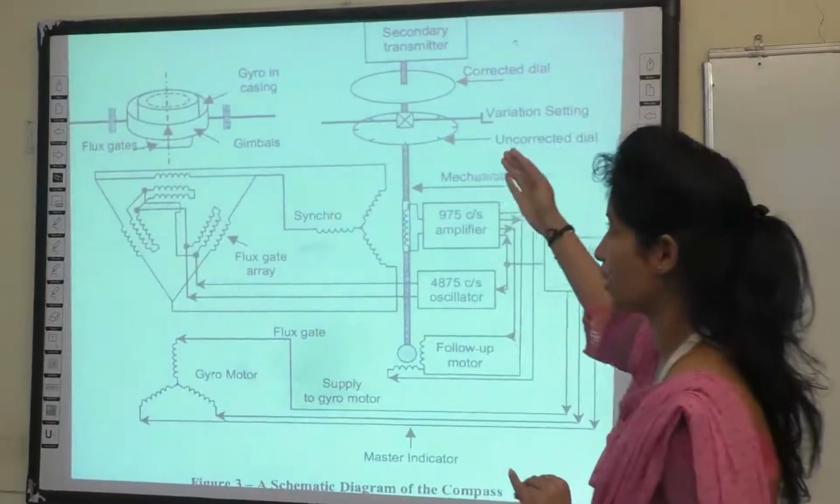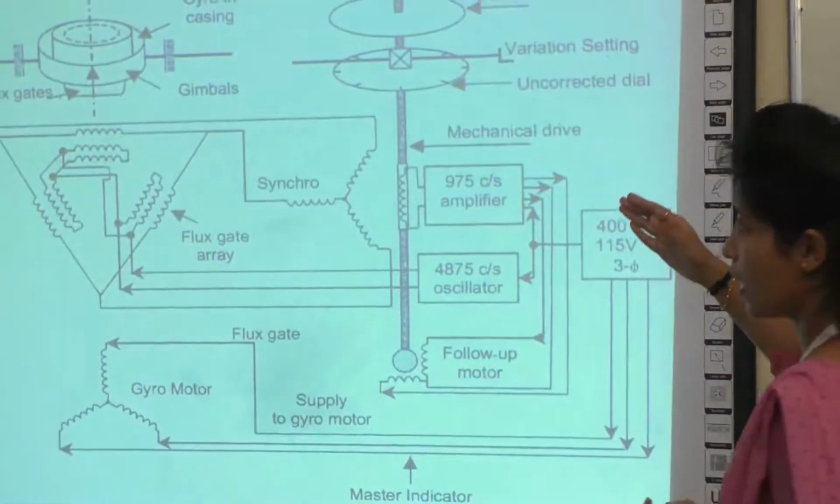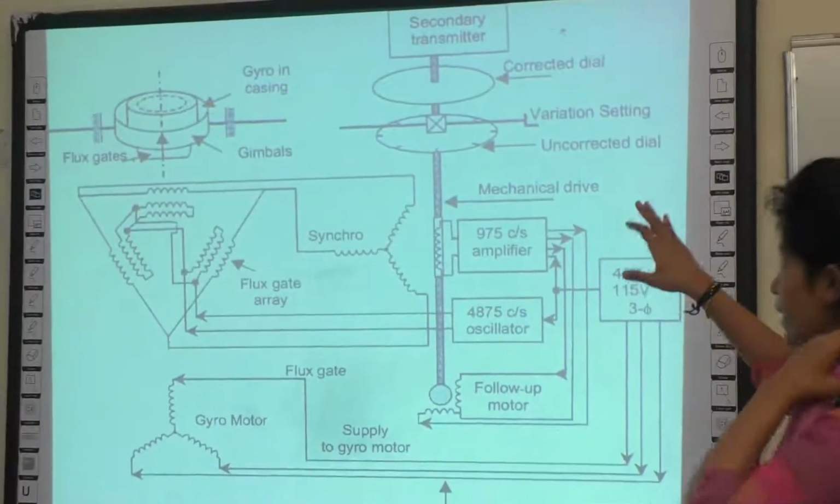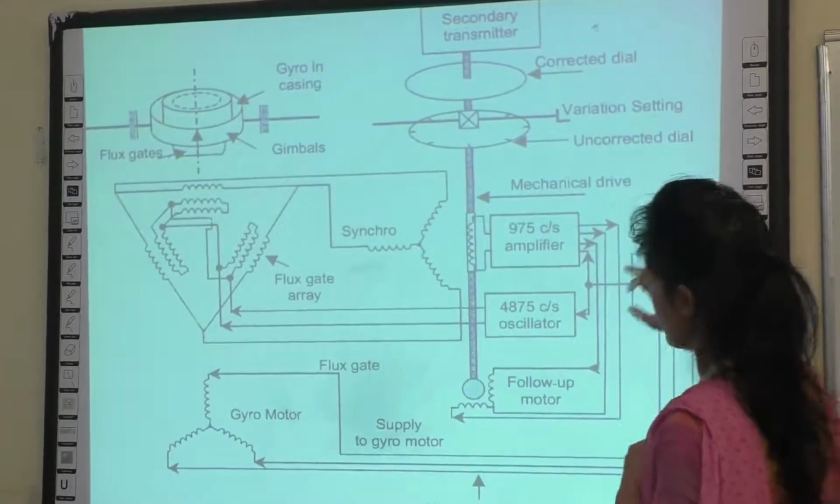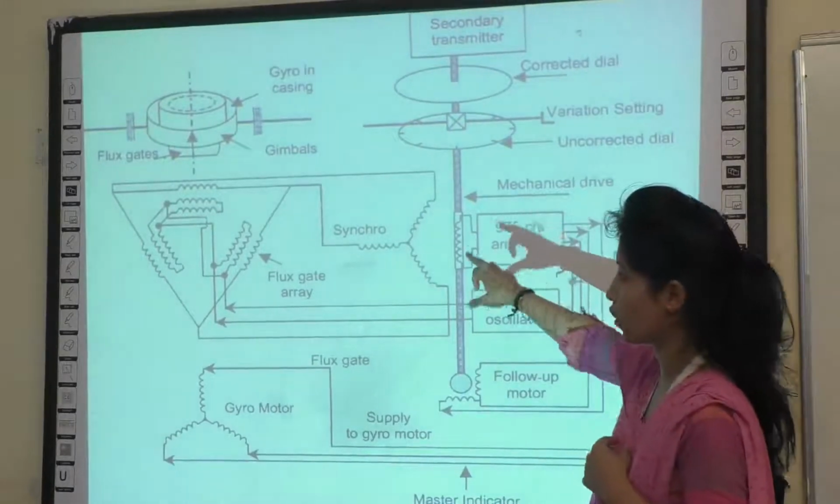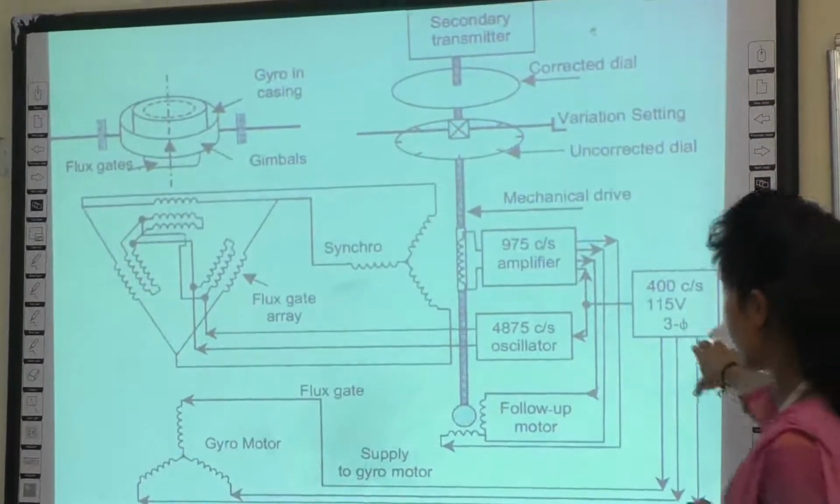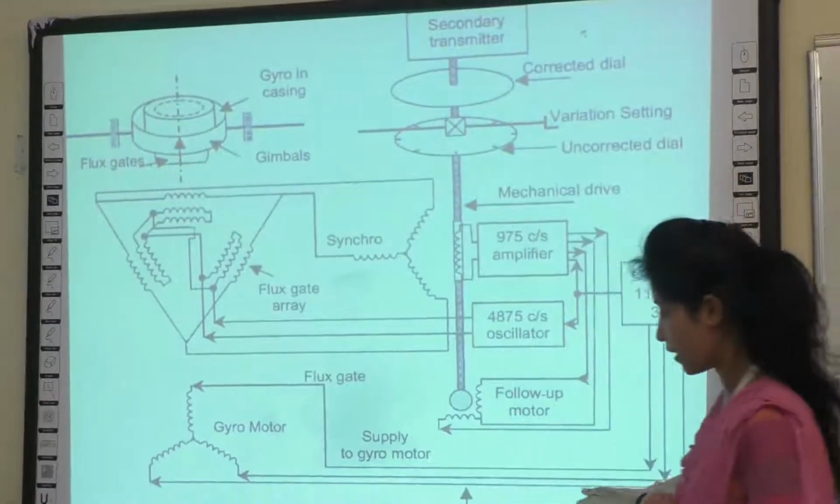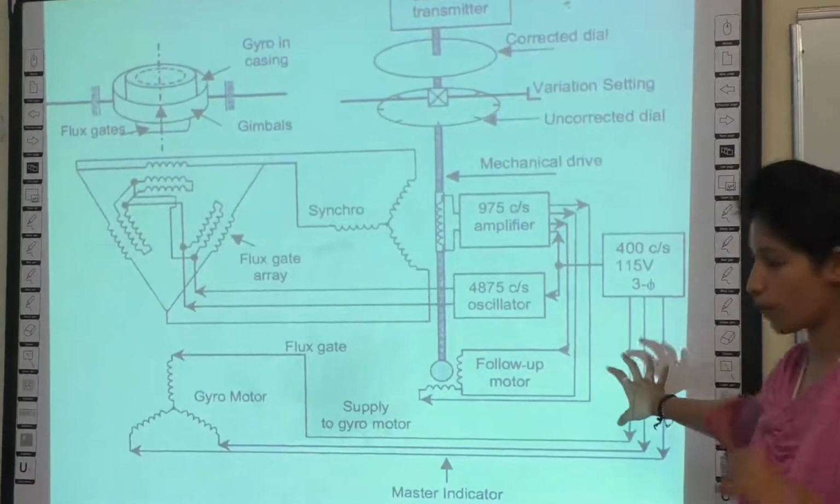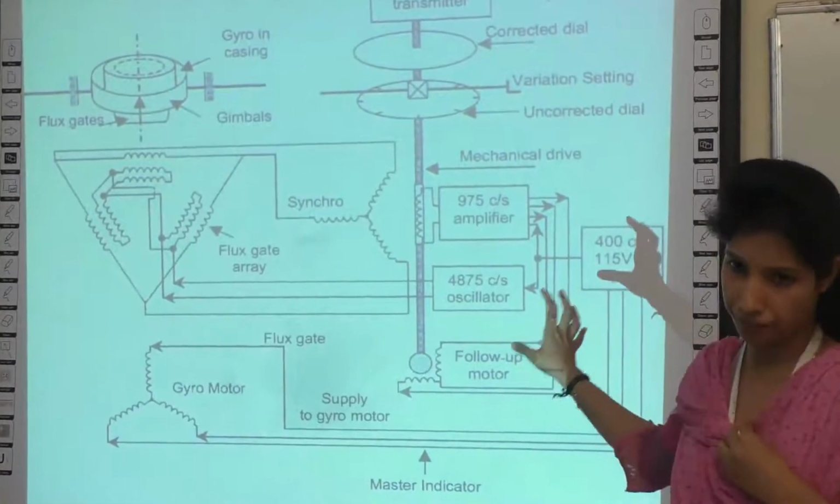Here we can see the gyro facing the flux gate symbols. Here are the secondary transmitter, the corrected dial, and the variation settings. Here the power supply has to be given to the synchronous flux gate array, so we need a power supply to give to the gyro motor as well as the flux gate, and this is a schematic diagram of the compass.